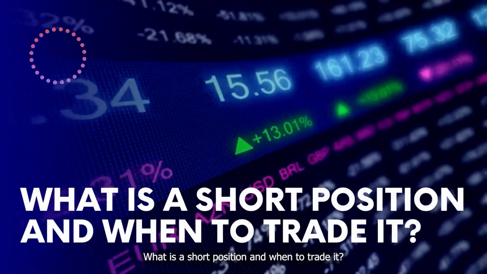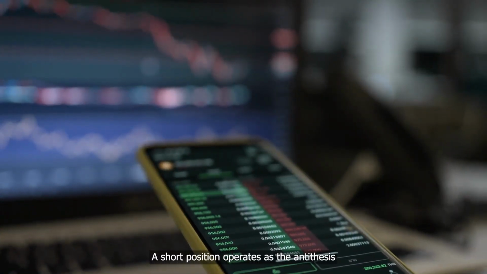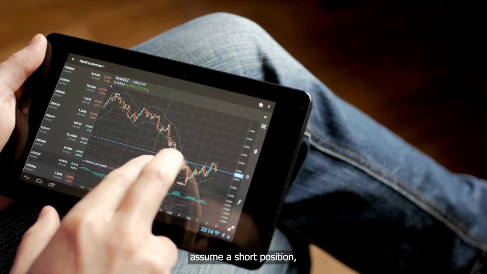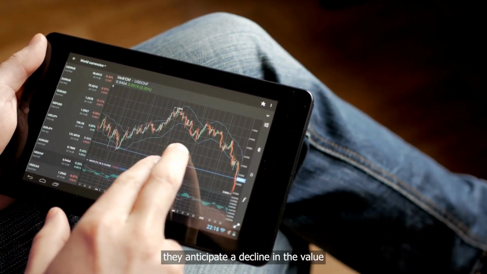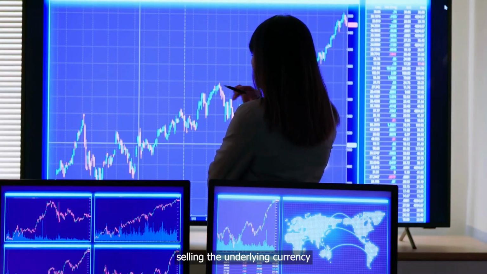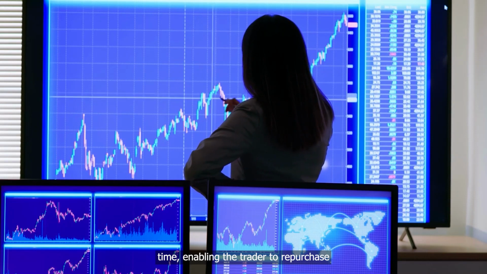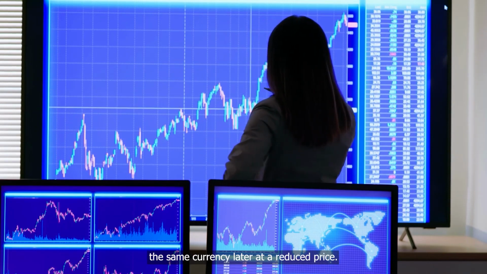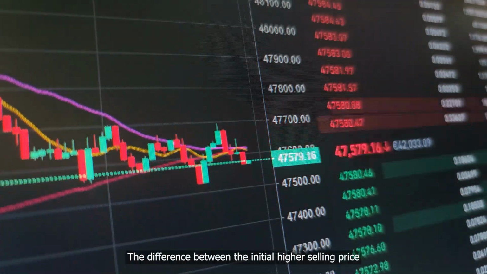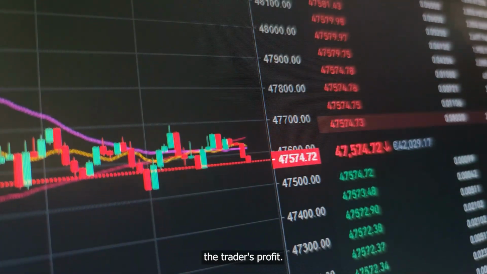What is a short position and when to trade it? A short position operates as the antithesis of a long position in trading. When traders assume a short position, they anticipate a decline in the value of the underlying currency. Shorting a currency involves selling the underlying currency with the expectation that its price will diminish over time, enabling the trader to repurchase the same currency later at a reduced price. The difference between the initial higher selling price and the subsequent lower buying price constitutes the trader's profit.